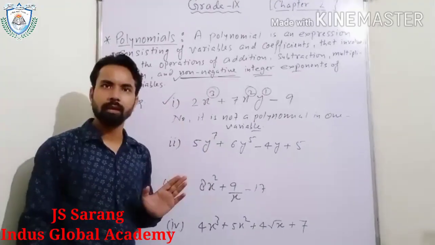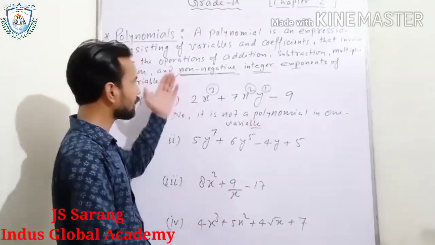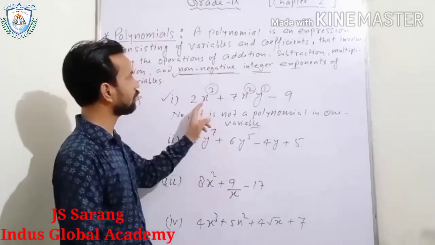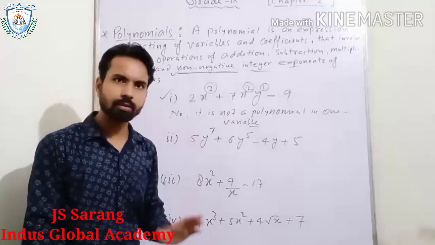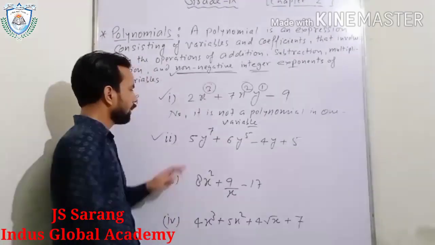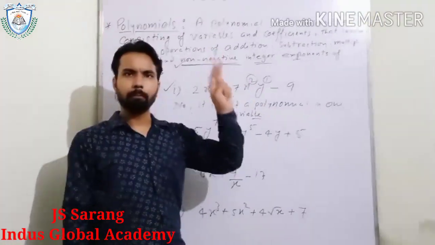Otherwise it is a polynomial. This is a polynomial in two variables. But the question is asking which is a polynomial in one variable. So it is not a polynomial in one variable because two variables are here. Understood? Second one. 5y to the power 7 plus 6y to the power 5 minus 4y plus 5.